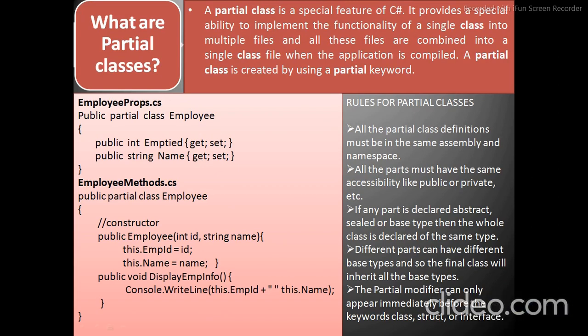So here is an example of a partial class, where we are using the keyword partial, but when the compiler compiles it, the class will be a single class, which is Employee. Now the rules for partial classes are: all the partial class definitions must be in the same assembly and namespace.